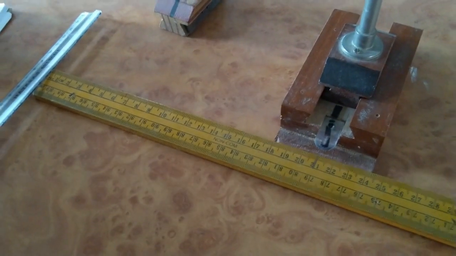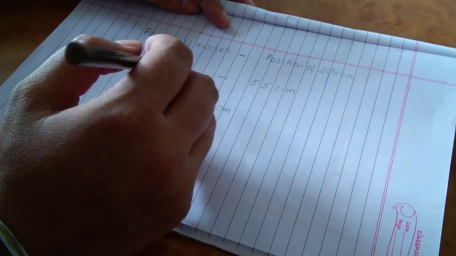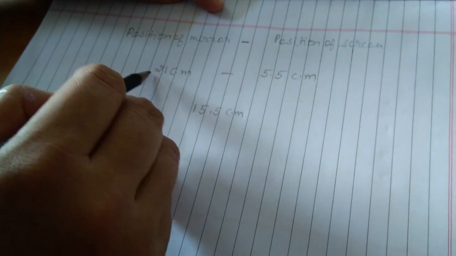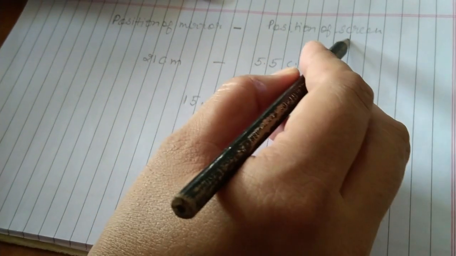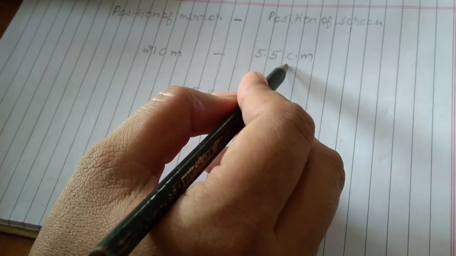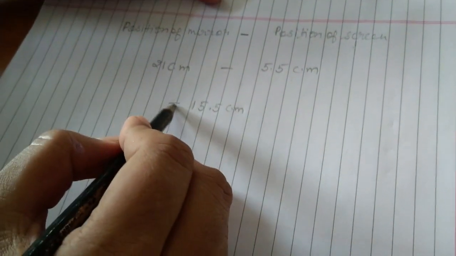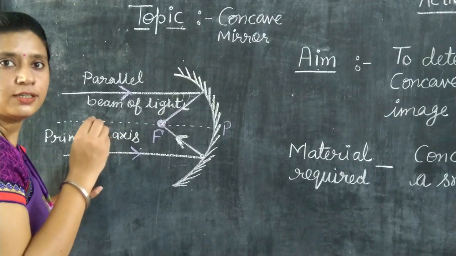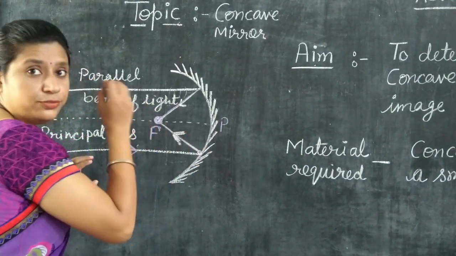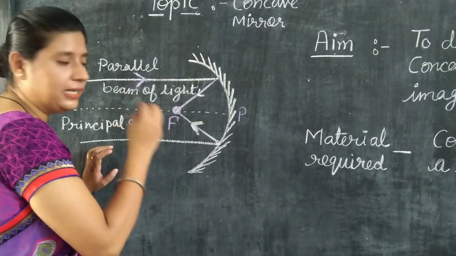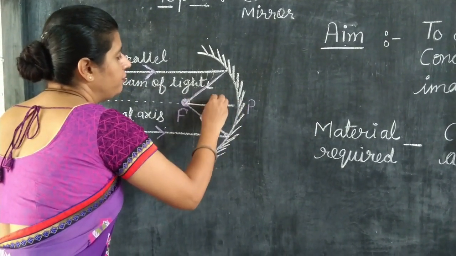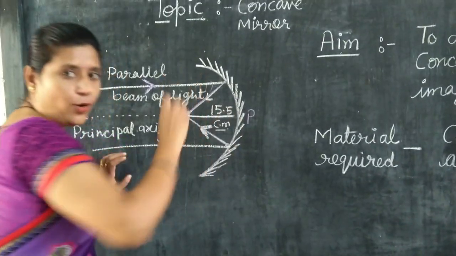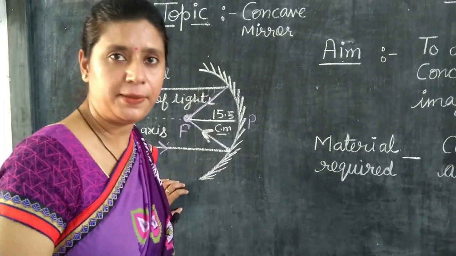So we get the position of the mirror at 21 centimeter and the position of the screen at 5.5 centimeter, so the final focal length is 15.5 centimeter. Okay students, now we calculated the focal length, which is 15.5 centimeter. I hope you all enjoyed the activity. Thank you.